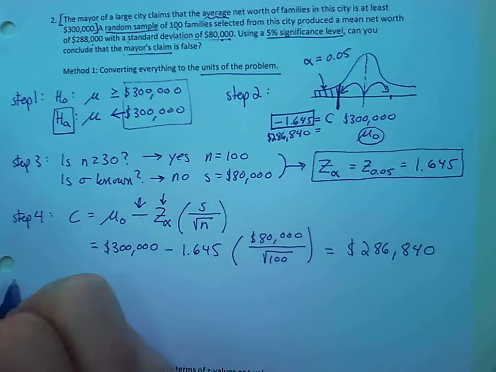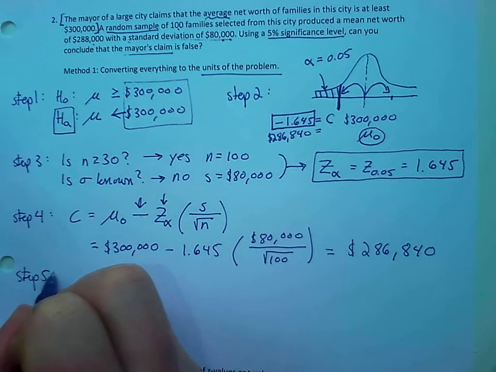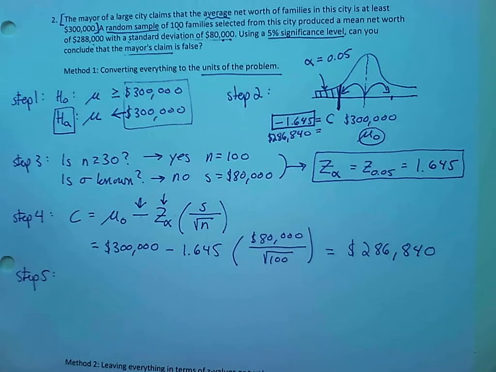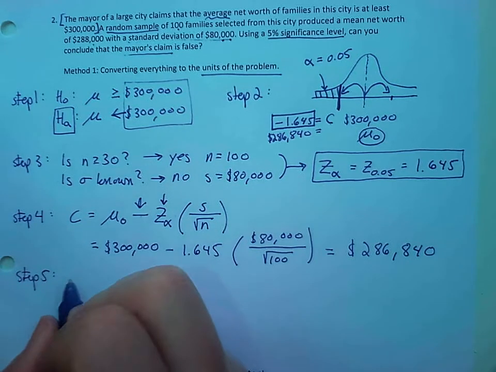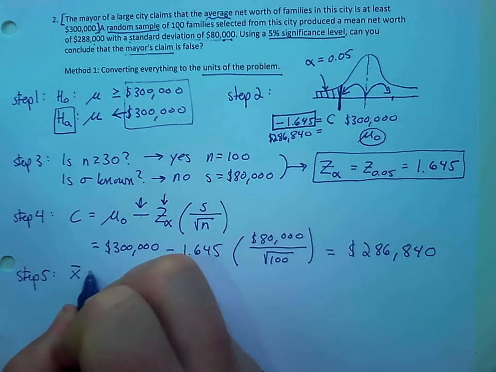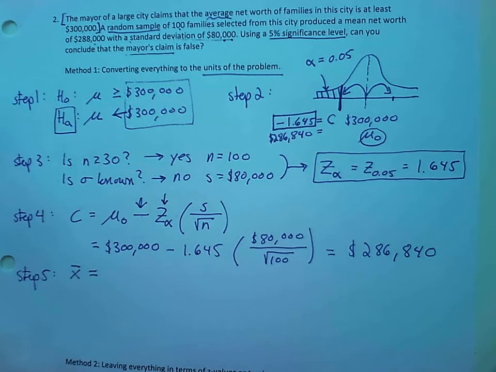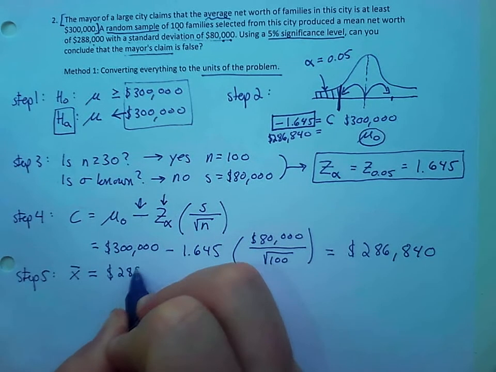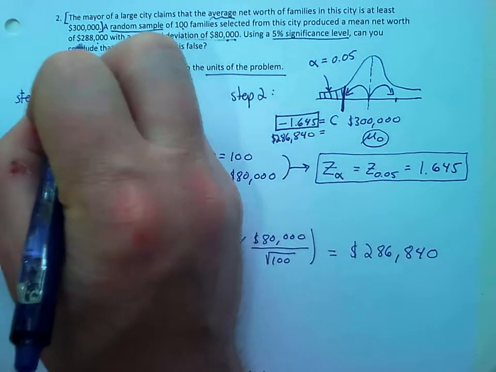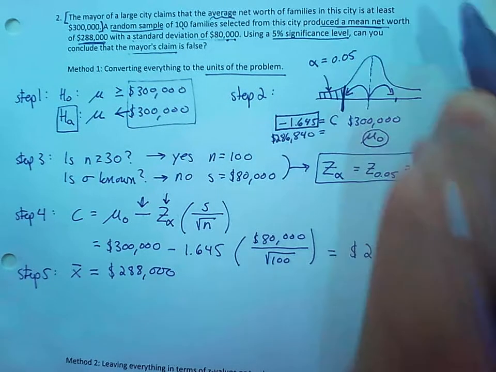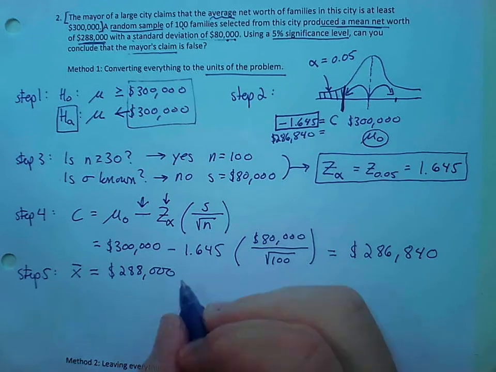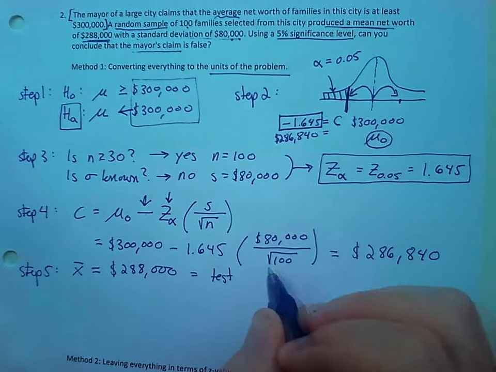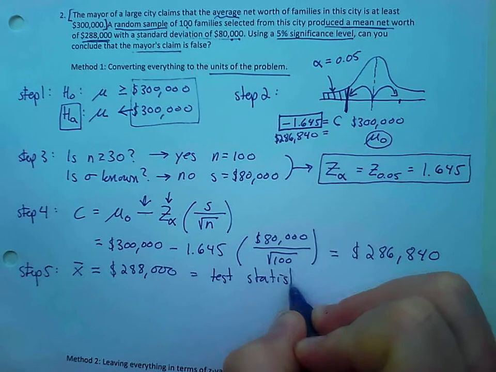All right, let's go on to step number 5. What's step number 5? Step number 5 is to figure out what our test statistic is. Since here we're dealing with the means, our test statistic is our sample mean, x bar, and x bar is equal to 288,000 because that's what's given to us in the problem. The mean of our sample is equal to 288,000. So therefore, this right here is our test statistic.